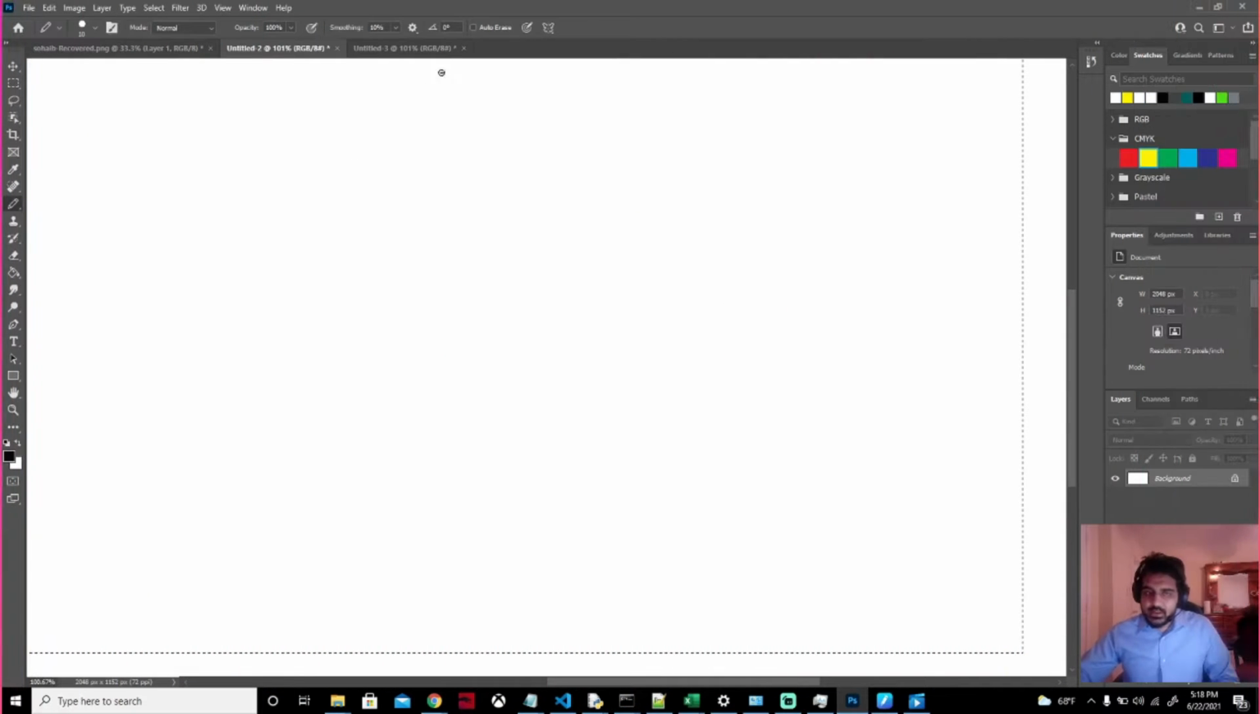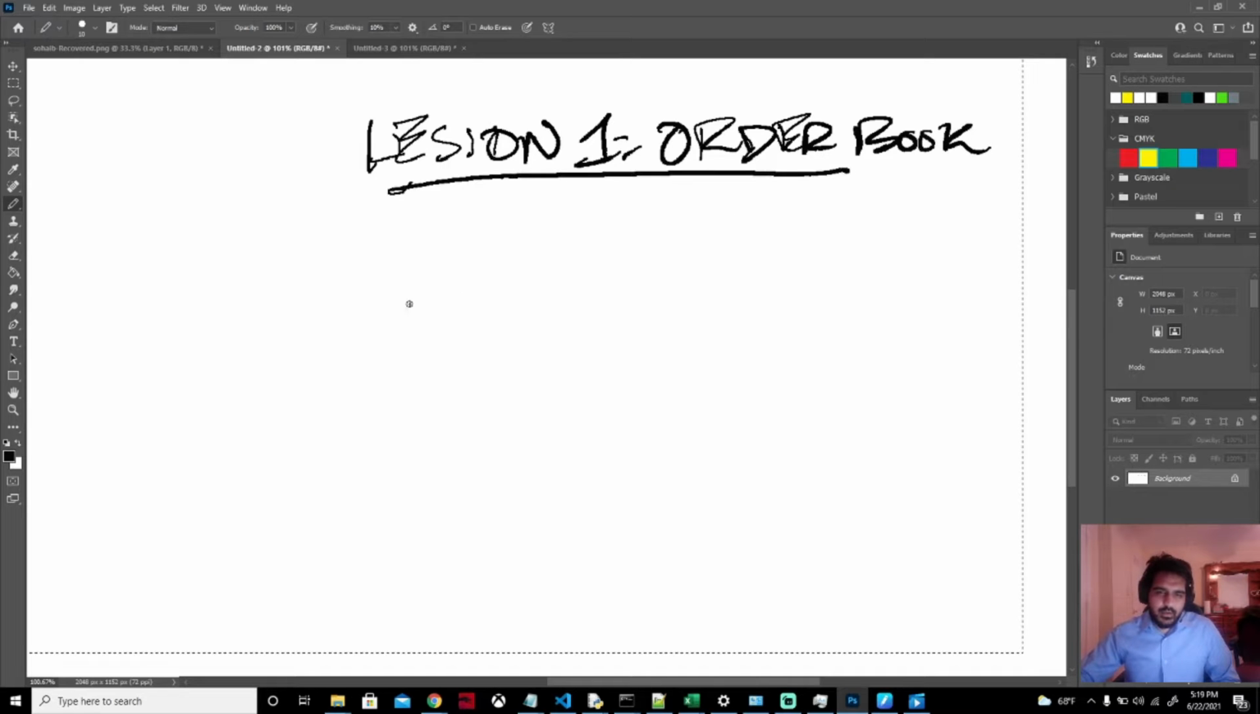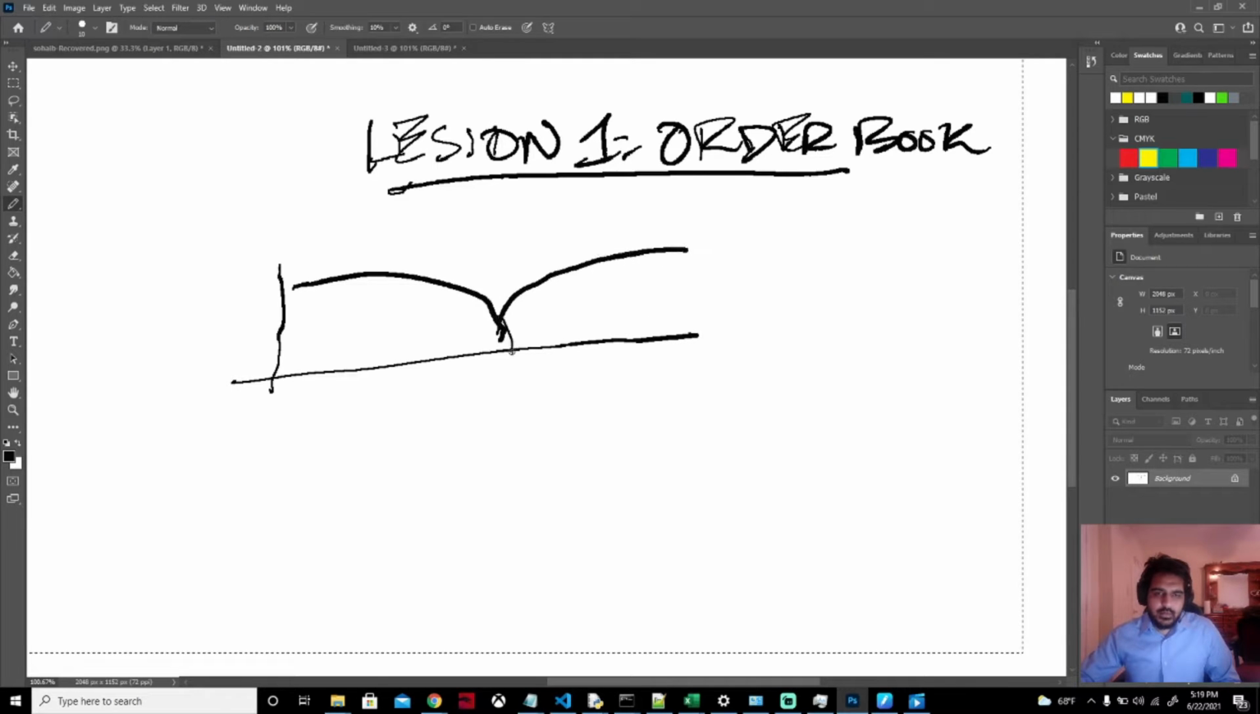Okay, so lesson 1. Order books. Well, what is an order book? Basically, it's a graph, and it kind of looks like a book. Right here at the bottom you have an equilibrium price.